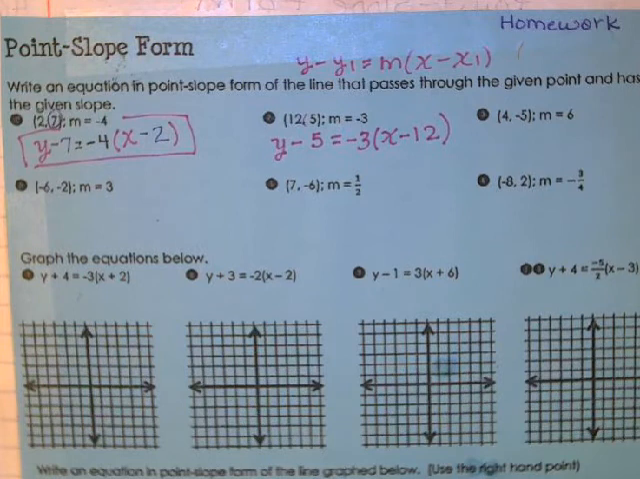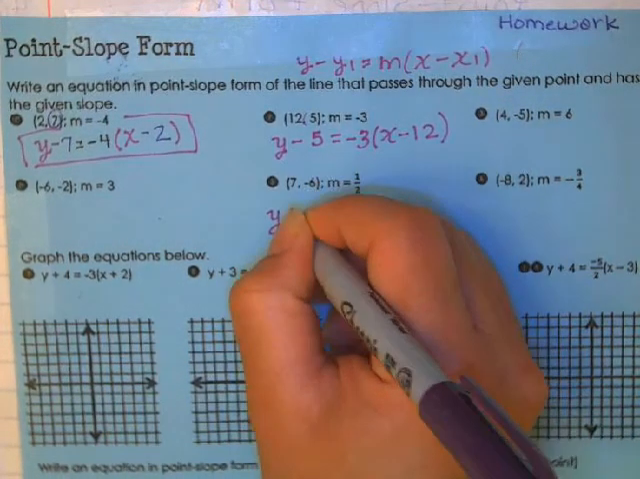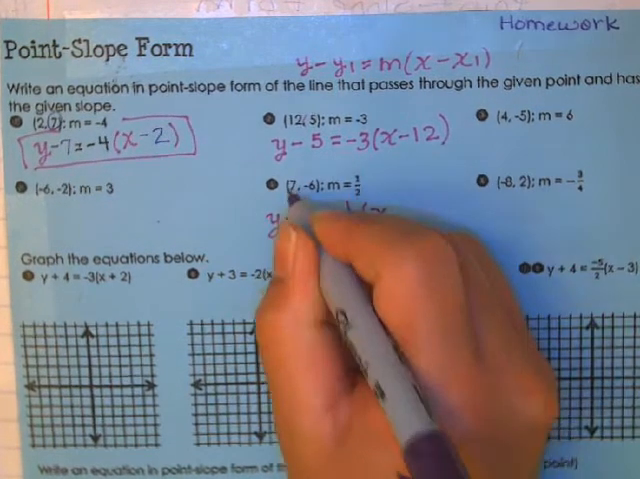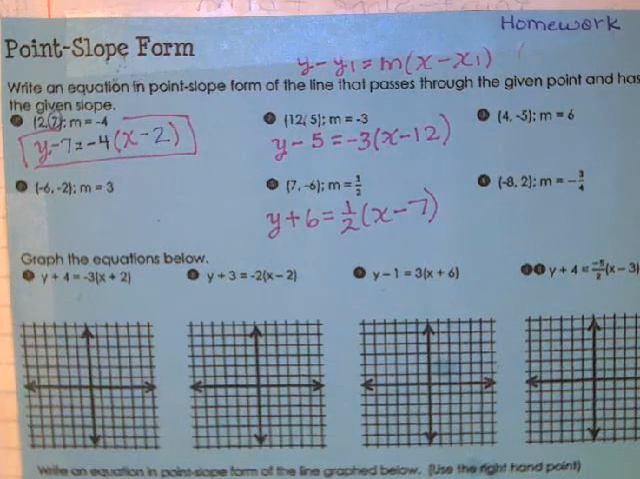All right, now let's do one more right here. So you put a y, take the opposite of this y, which is plus 6, equals your slope, parentheses x, and then take the opposite of the x. So you should be able to do that.